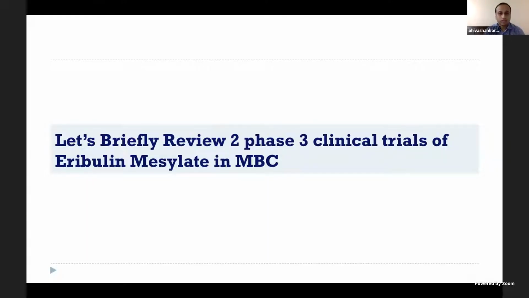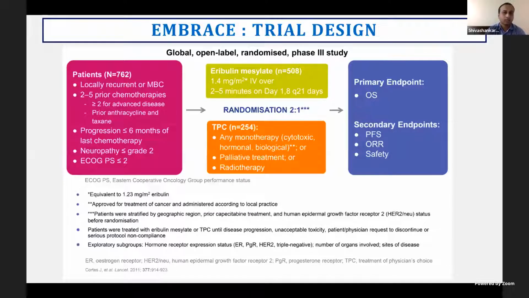So first, let us briefly look at the role of eribulin in metastatic breast cancer. For that, we have two phase 3 trials. One is EMBRACE, which included 762 locally recurrent or metastatic breast cancer patients who have received at least 2 lines of therapy for advanced disease. They were randomized in 2:1 fashion to either eribulin or treatment of physician choice.